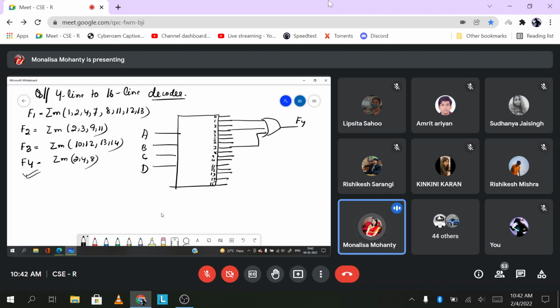So F3 is 10, 12, 13, and 14. Pass it through the OR gate and it is F3. Similarly, implement F2: it is 2, then 3, then 9 and 11.